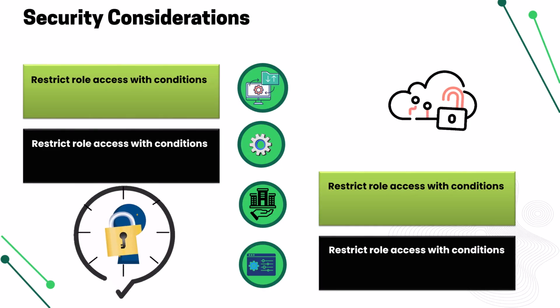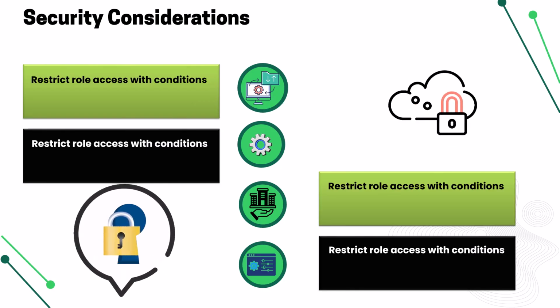Security is everything, and IAM roles demand careful handling. Restrict access with conditions, ensuring only authorized users get in. AWS CloudTrail keeps tabs on who's using what, so nothing slips through the cracks. Rotating credentials keeps things fresh and secure. And excessive permissions, a big no-no. Keeping things tight minimizes risk.